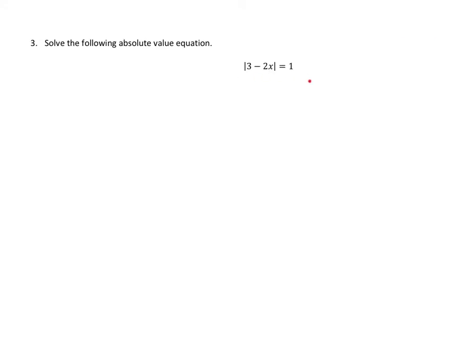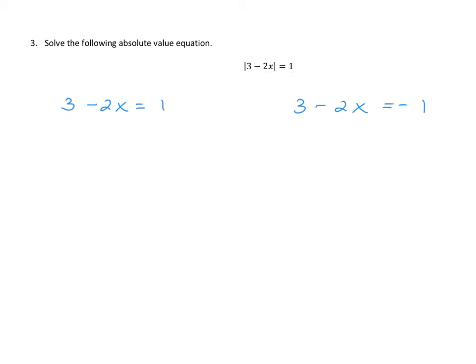To solve the absolute value of 3 minus 2x is equal to 1, I'm going to set this up as two separate equations. One is, where is 3 minus 2x equal to +1? And also, where is 3 minus 2x equal to -1? A +1 and -1 in absolute value make this equation true.